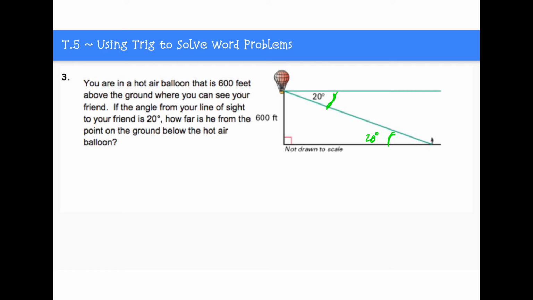So go ahead and set up the problem. Is this going to be a sine, cosine, tangent problem? And then also let me know if it's going to be an inverse or a normal trig function.